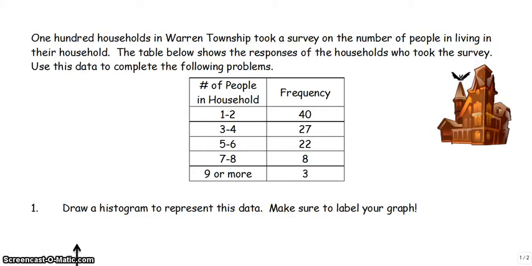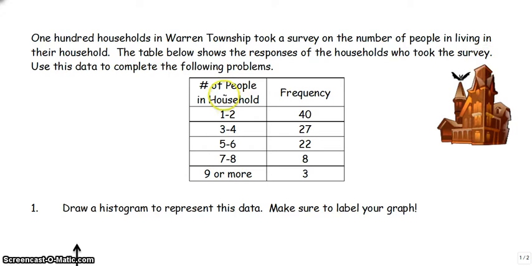Today we'll be doing a problem involving a histogram. This is very exciting. 100 households in Warren Township took a survey on the number of people living in their household. The table below shows the responses of the households who took the survey. Use this data to complete the following problems.